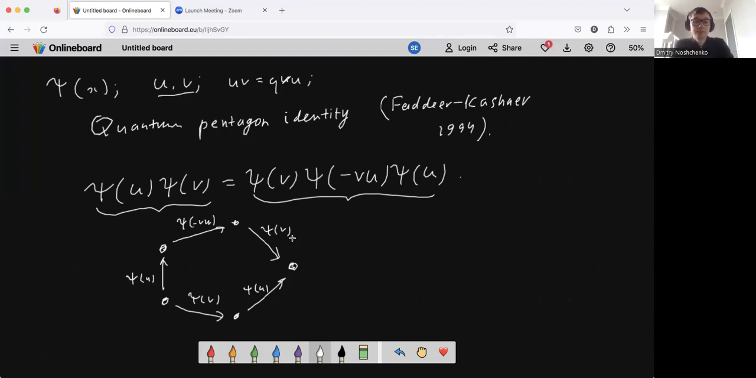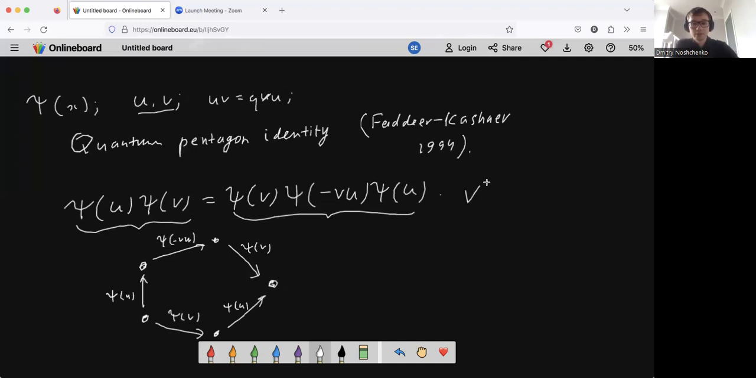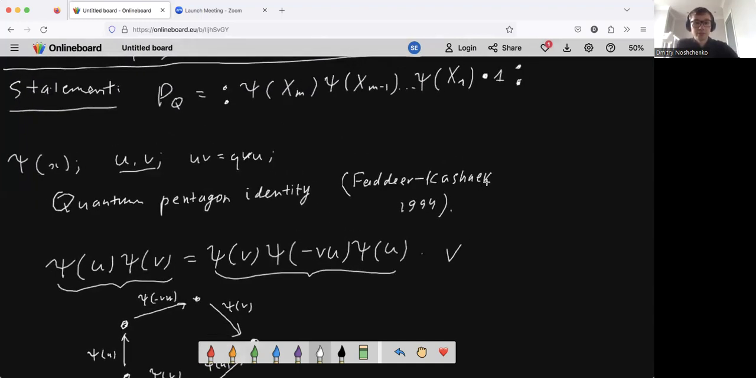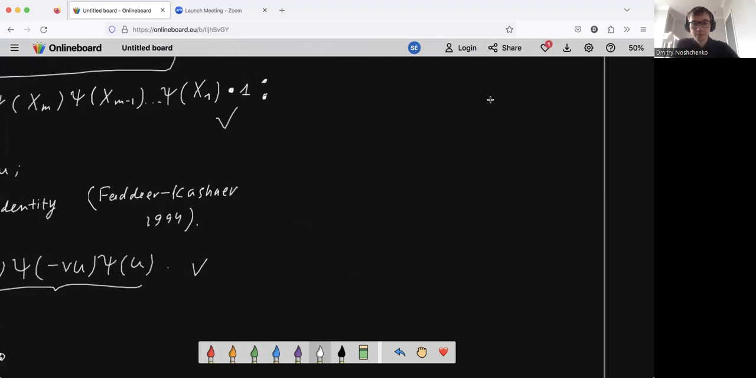So now, keeping this identity in mind, one can ask, all right, we have this, but we also have this. And what does it mean in terms of quivers? Can we model this pentagon identity using quivers somehow? And the answer is yes. I will show you in a moment how it's done.